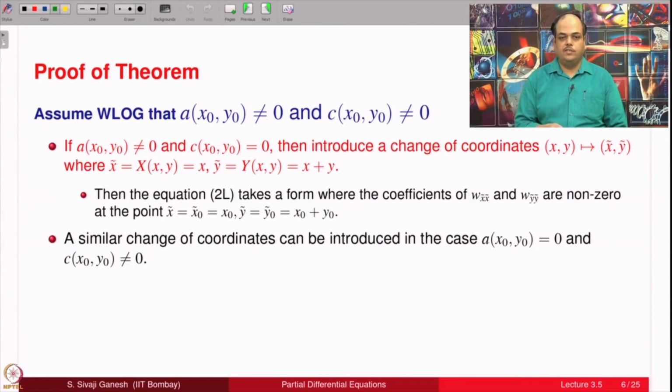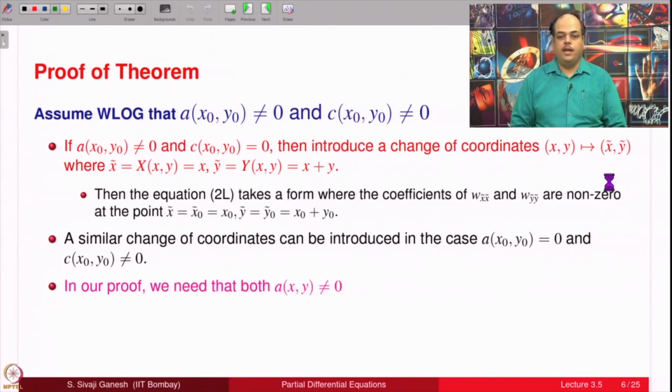So, therefore, we can assume that A is not 0 and C is not 0. There is one more case: it may happen that A is 0 and C is not 0. Then also we can introduce this change of coordinates such that we have W x tilde and W y tilde, and their coefficients are non-zero; that can be arranged. Why are we doing this? Because in our proof we need that both A is non-zero and B is non-zero.